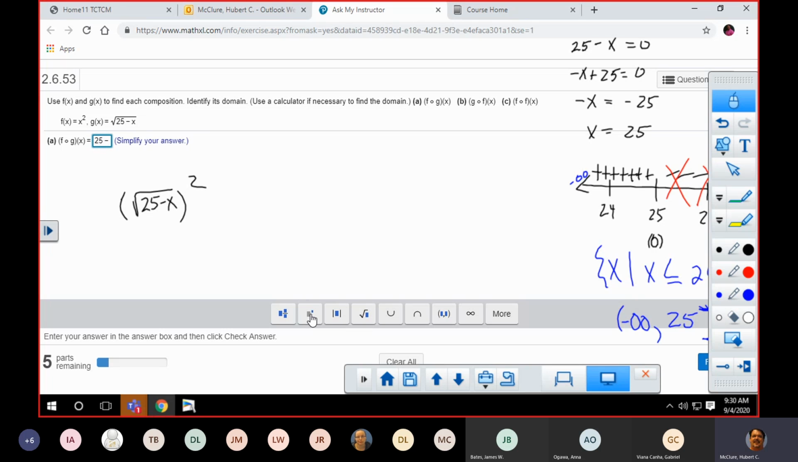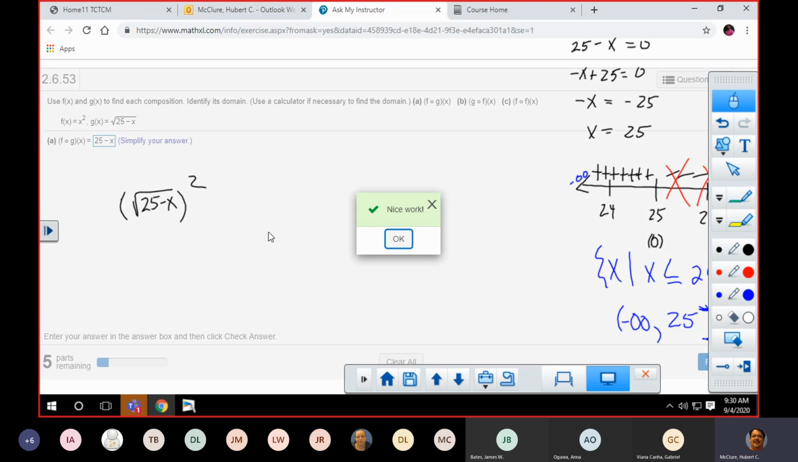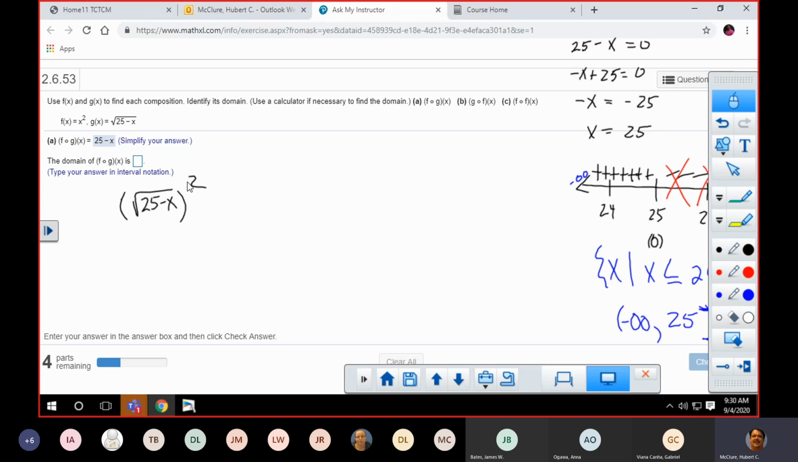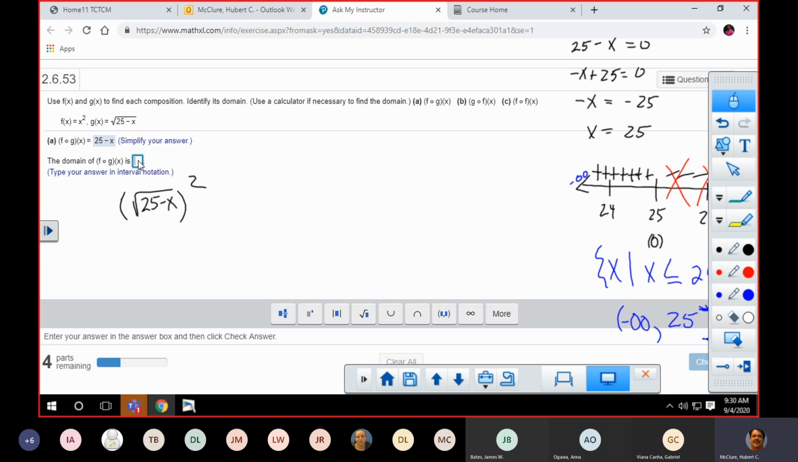It's 25 minus x, because the radical cancels out the square. But the domain is, let's see, interval notation. That'll be parentheses, negative infinity, comma, 25, and bracket. I shouldn't have to explain to you what a bracket is. So that should be your answer there.